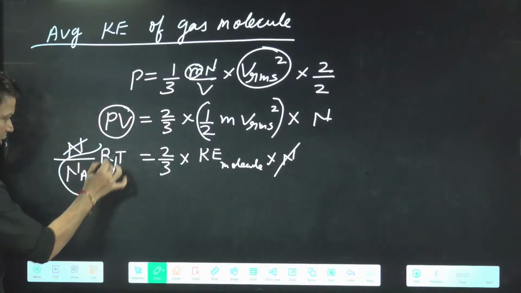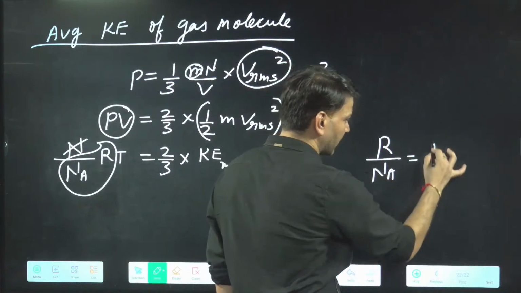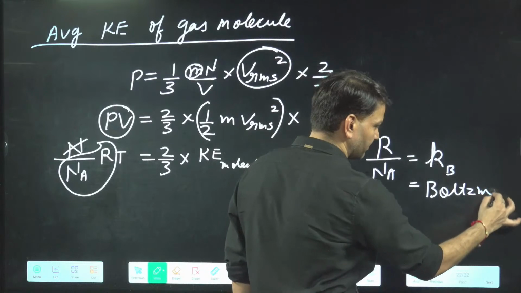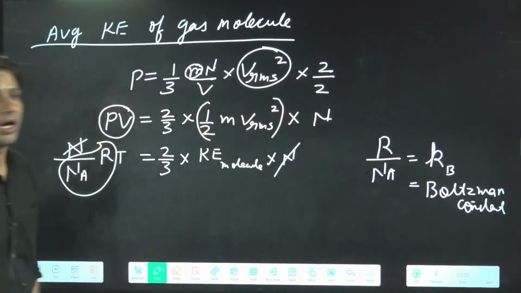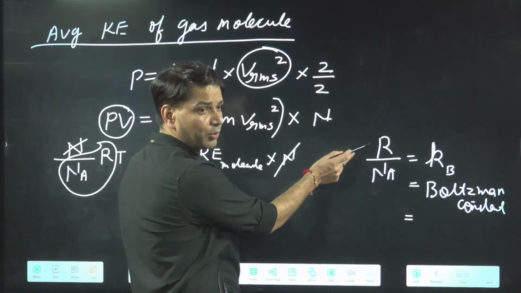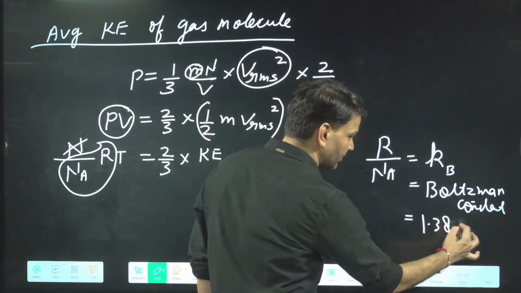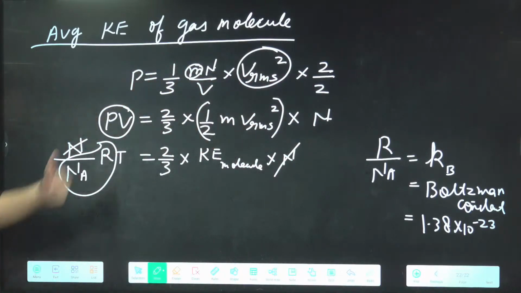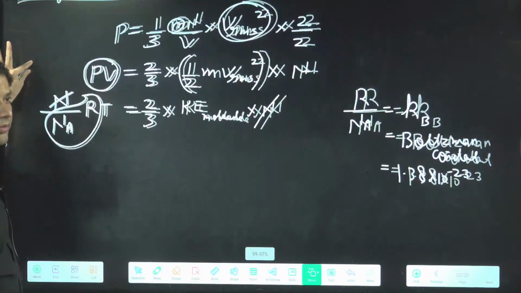R by Na, that new quantity you will learn. R by Na is called the, I am writing k suffix B, the Boltzmann constant. Maybe you have heard the name. The value of k is what? R is 8.314, divided by 6.023 into 10 to the power 23. You will get 1.38 into 10 to the power minus 23. Magnitude, I will say the dimension or unit later. Everybody got?